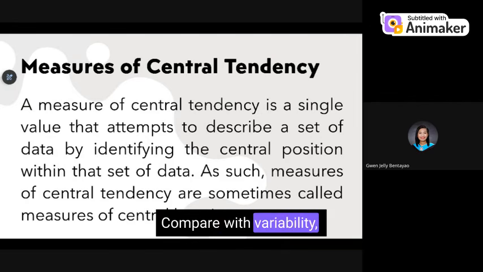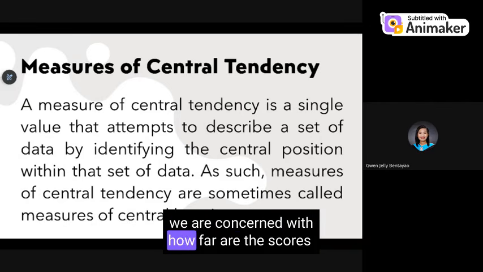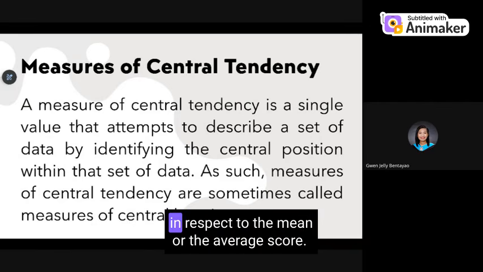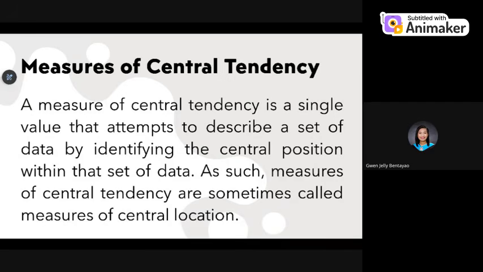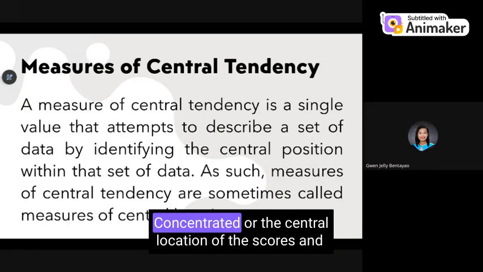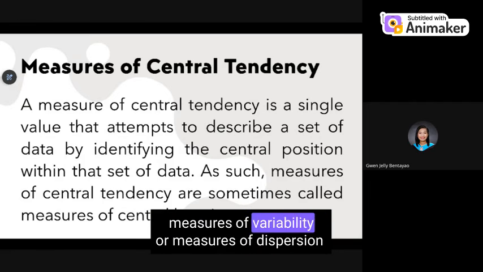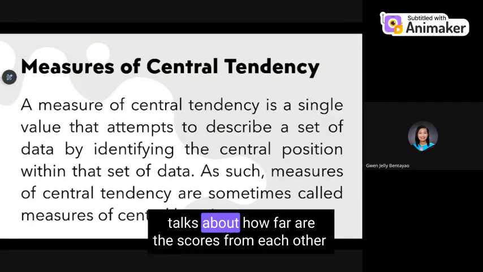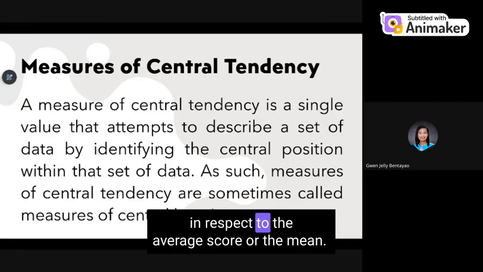Compared with variability, where we are concerned with how far the scores are in respect to the mean or the average score. So again, in central tendency we are concerned with where the scores are concentrated, or the central location of the scores, and measures of variability or dispersion talk about how far the scores are from each other in respect to the average score or the mean.